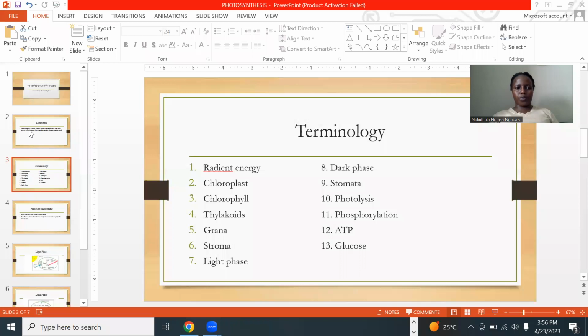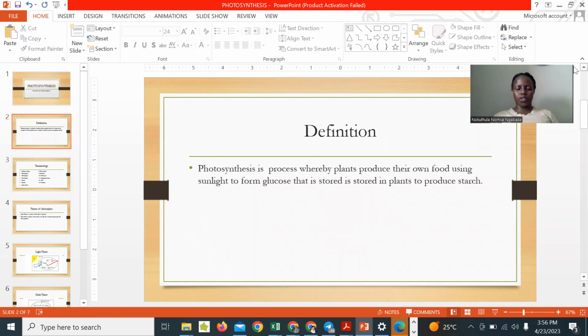This time around, we're looking at photosynthesis. So, when it comes to photosynthesis, this is a process whereby plants make their own food using sunlight, which is going to be used to form glucose, which is in turn stored in plants so that starch can be produced.